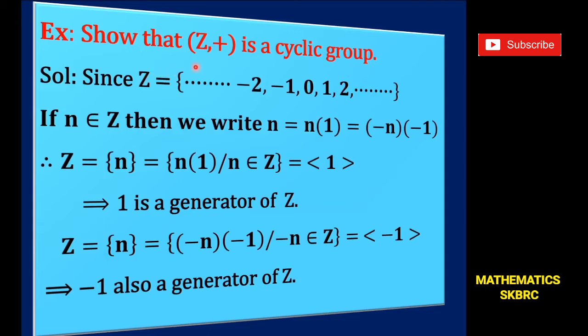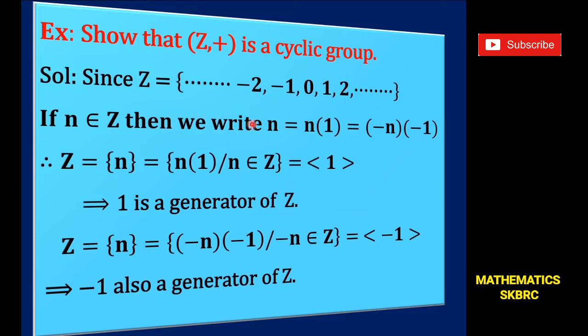Show that the set of integers forms a cyclic group with respect to addition, that is, Z plus is a cyclic group. This is an example for a cyclic group, in particular an infinite cyclic group. We know that Z is equal to the set of minus 2, minus 1, 0, 1, 2, and so on. Let n belong to Z.